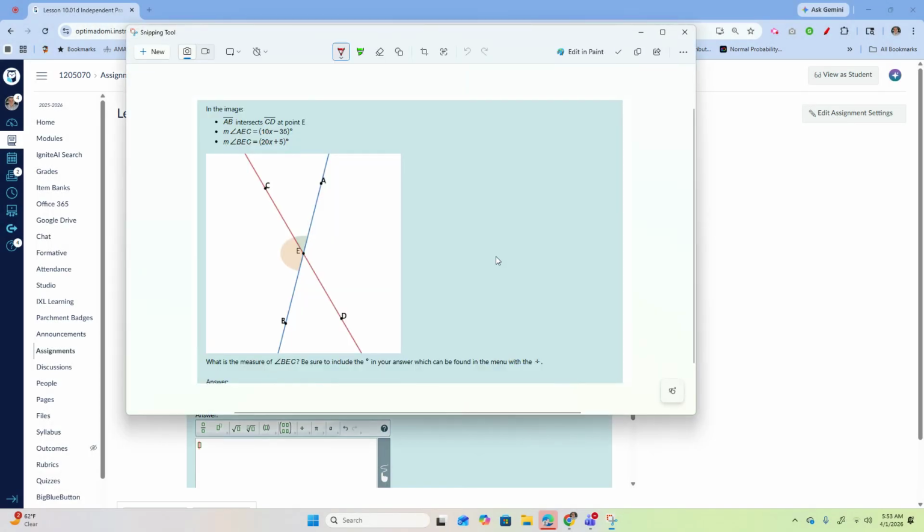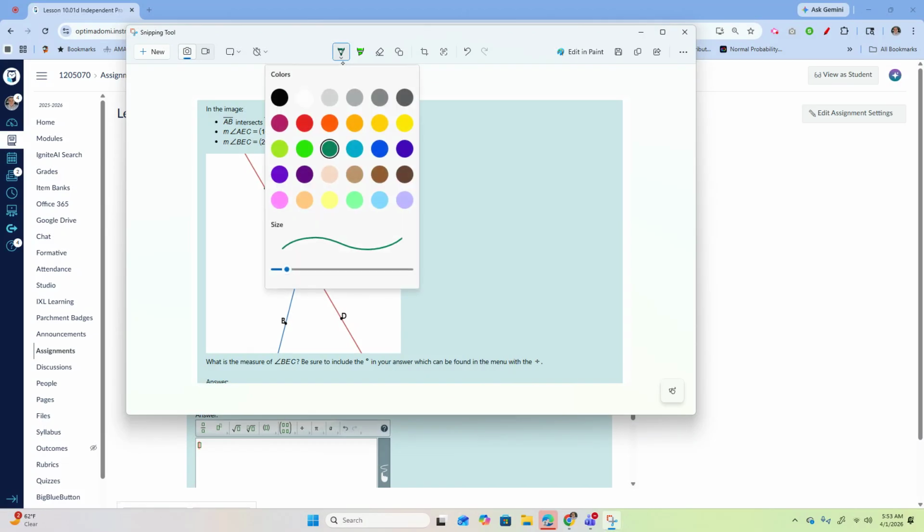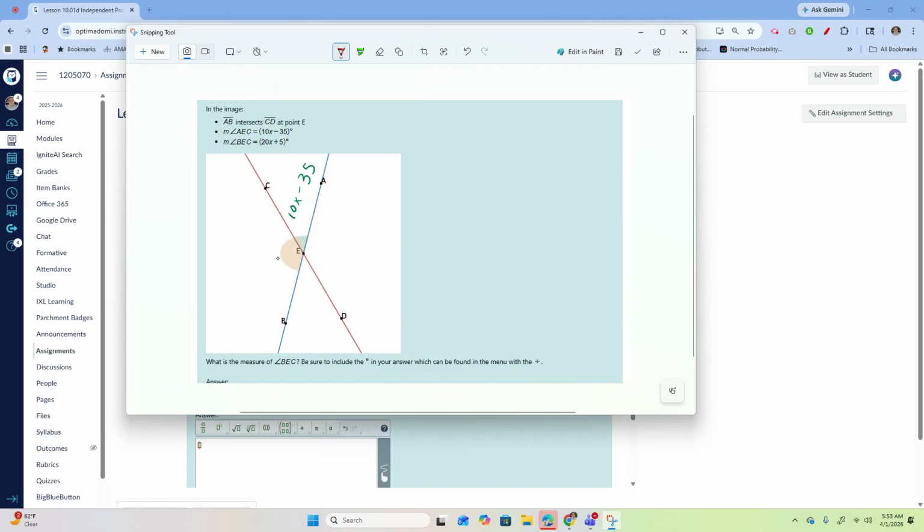All right, and basically what you can see here is that angle AEC, which is the one in green, I'm going to write that. So the angle AEC, this little one in green, is 10x minus 35. And the angle in red, which is this one here, BEC, is 20x plus 5.